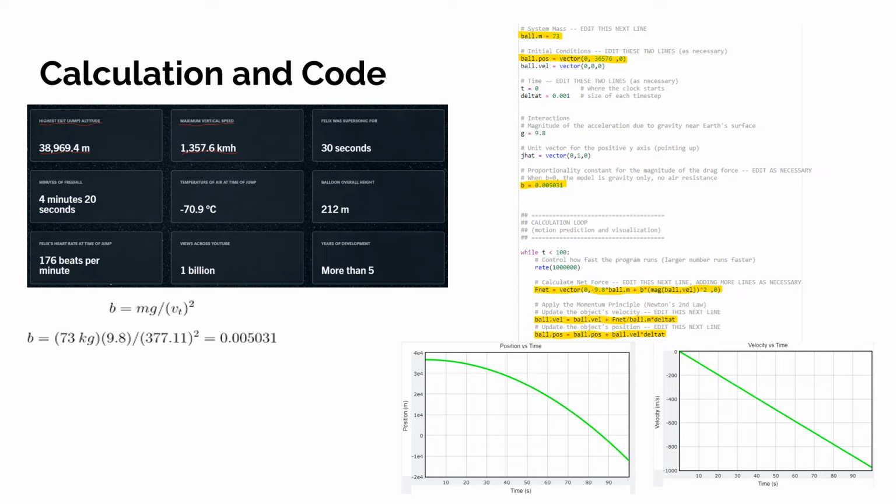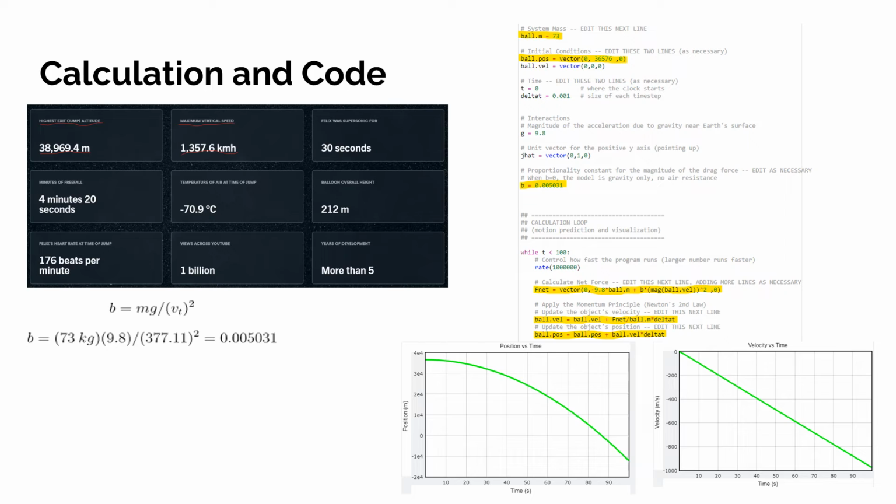First step was finding exactly what the value of our drag constant B was equal to. So I did this: I found the terminal velocity by using the website provided about Daredevil's flight, and his maximum vertical speed was 1,357.6 kilometers per hour. Converted over to meters per second, that is 377.11. And I found his mass on the internet as well. So I was able to determine that B is equal to 0.005031. And then I just had to transfer over all this information to my code.